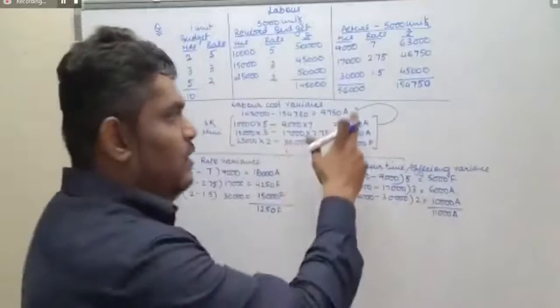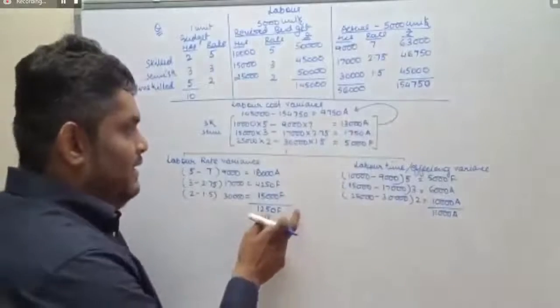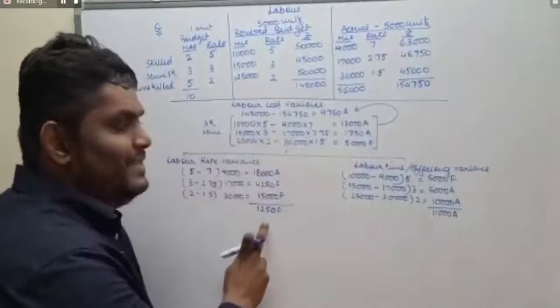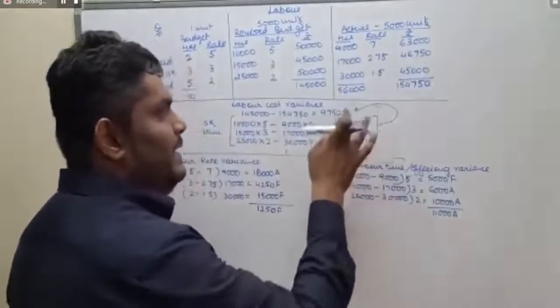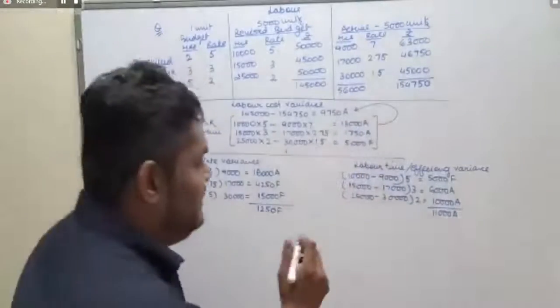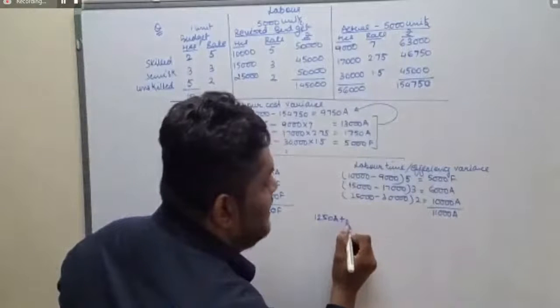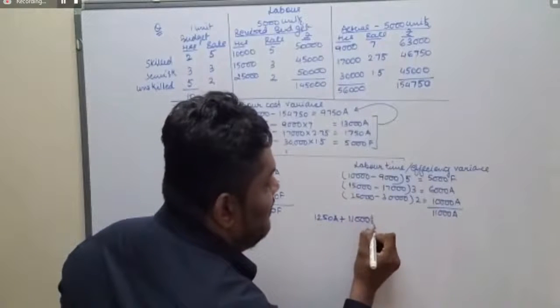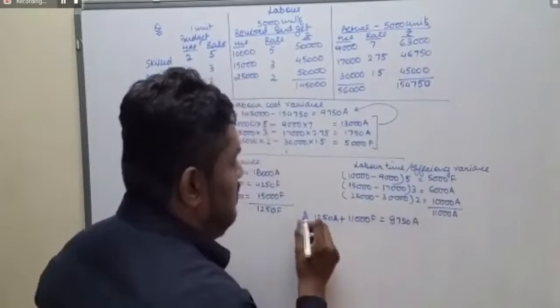Now see, the overall variance is 9,750 adverse, wherein here the labor rate variance is 1,250 favorable and it is 11,000 adverse. So the net amount will be 9,750 adverse. That is 1,250 favorable plus 11,000 adverse. It will be 9,750 adverse.